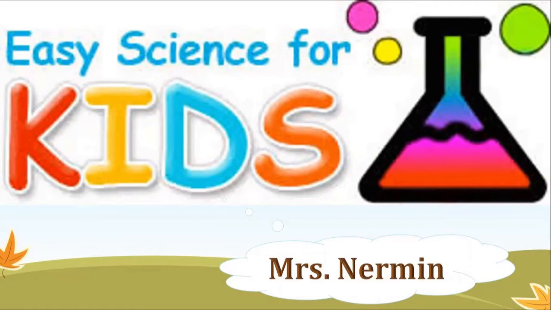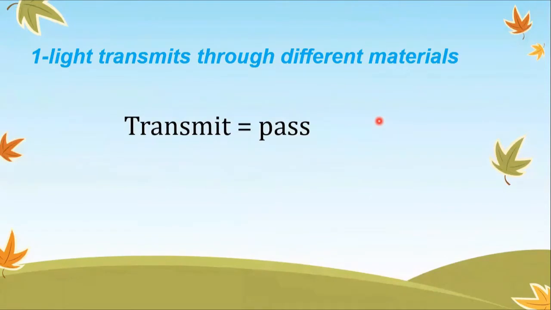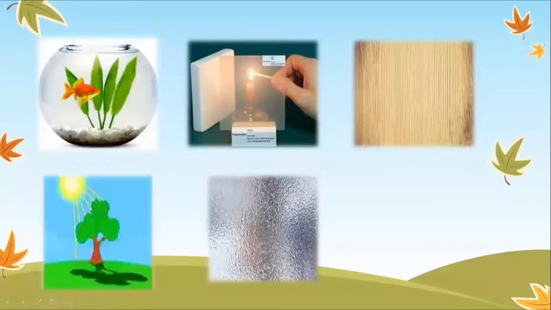Today, I would like to focus on the second property of light, which is light transmits through different materials. Transmit equals pass. Before studying this property, let's play a game together. Our game is hide and seek.